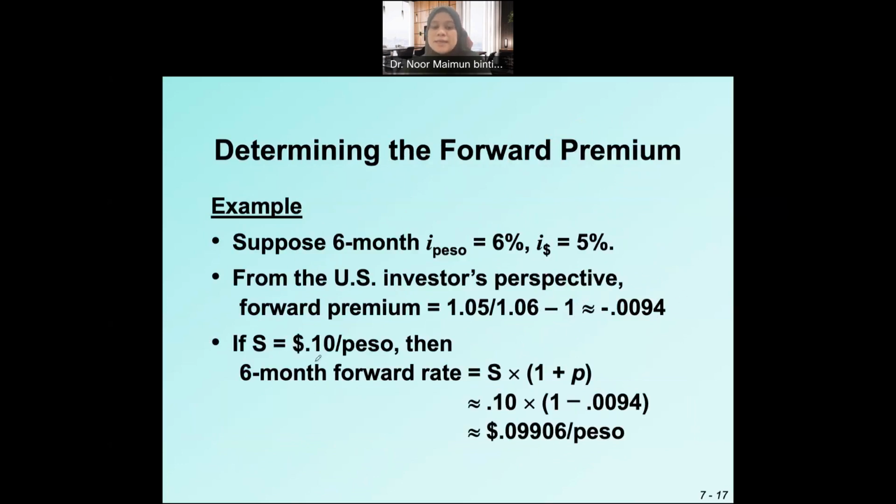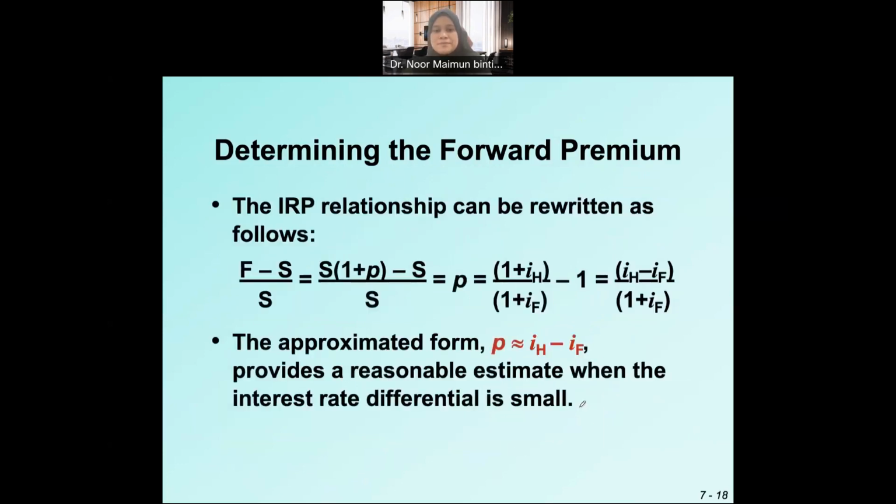So how do you calculate the forward rate if the spot rate equals US dollars 10 cents per peso? The forward rate is the spot rate times 1 plus the forward premium. That is the formula. So the spot rate is this one, times 1 minus this rate, and you will get this much. So this is how you determine the forward premium, and this is the formula that you will use.